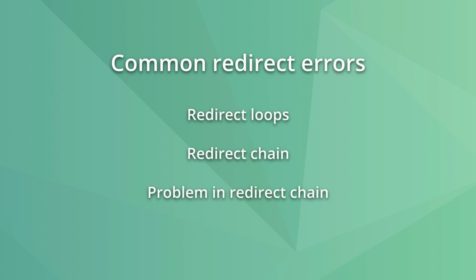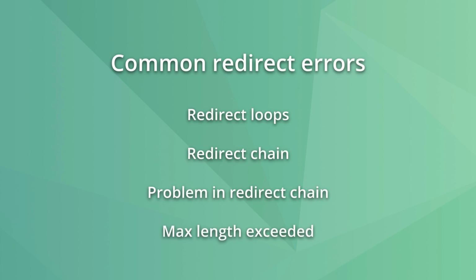Problems in a redirect chain. If there is a URL that does not work in a redirect chain, Googlebot will throw an error. This could be caused by a 404 or an empty URL in the chain. Maximum character length exceeded. If URLs are too long, Googlebot will not crawl them and you will see an error show up in Google Search Console.